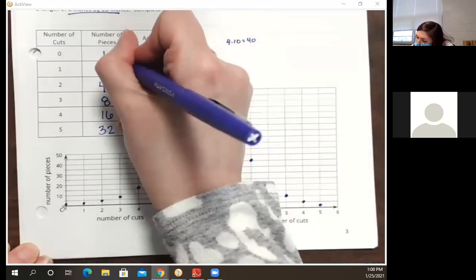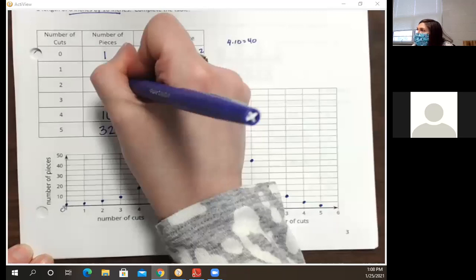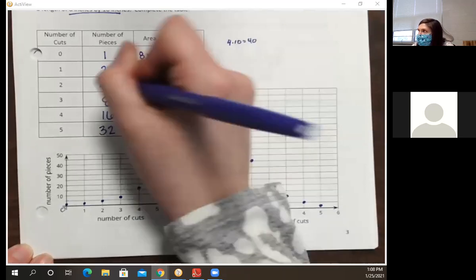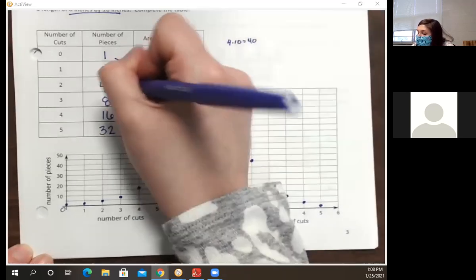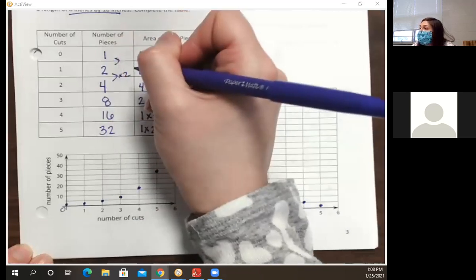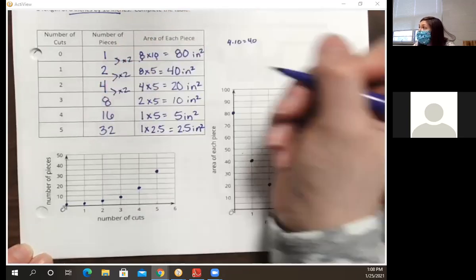Because what's the pattern here? How do I get from 1 to 2? Or from, let's say, 2 to 4. What can I do to get from 2 to 4? Multiply by 2. Does that work to get me from 1 to 2? Multiply by 2? Yeah. From 4 to 8, multiply by 2.